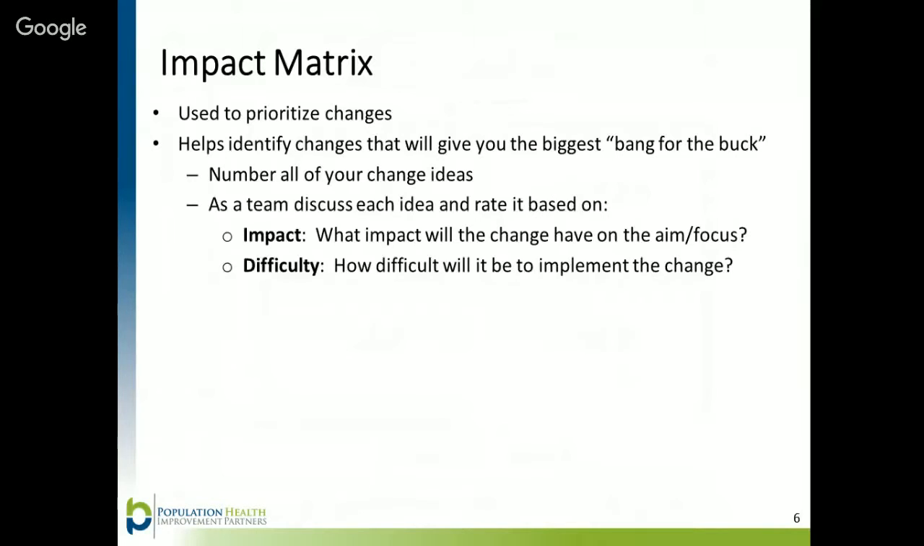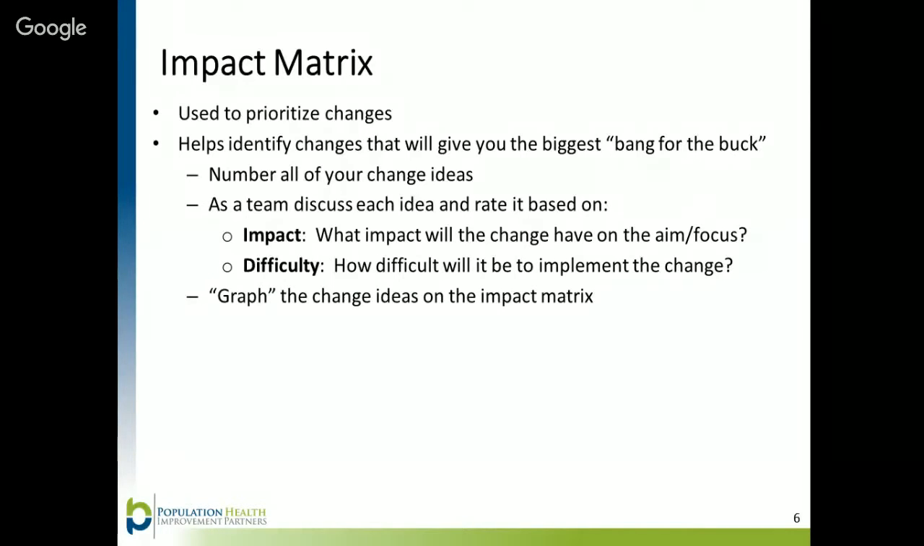Make sure you are discussing these ideas as a team and that you base your decisions solely on the impact and difficulty of the change. As you talk through where these ideas should go, remember to graph them on the matrix. And lastly, remember to first focus your energy on the ideas that fall in the top left quadrant, also known as the quick wins.